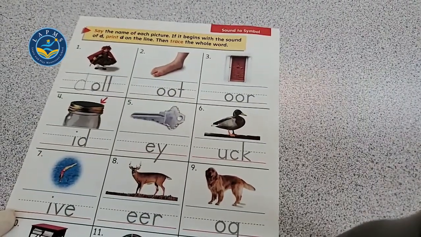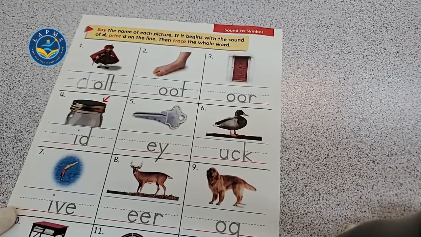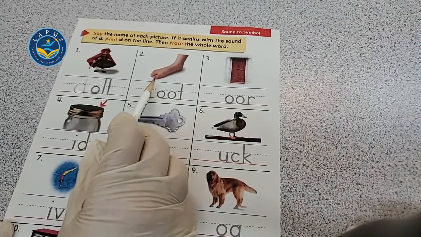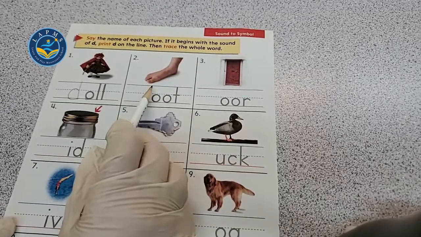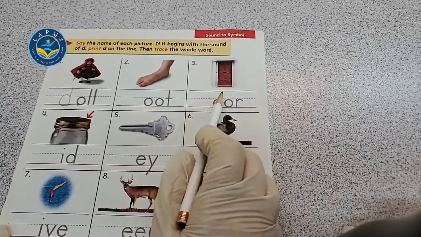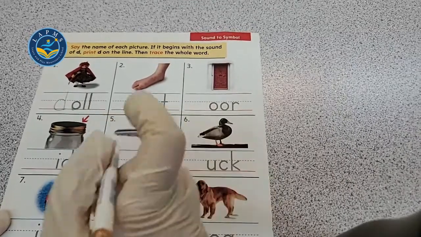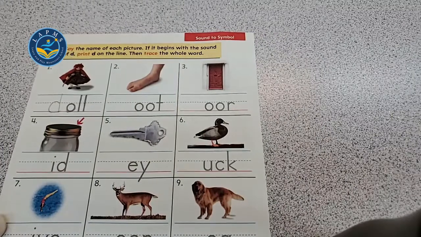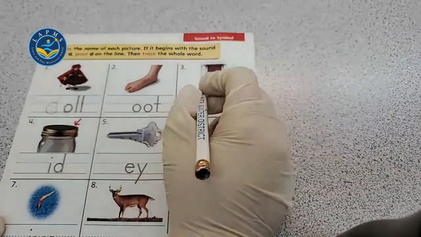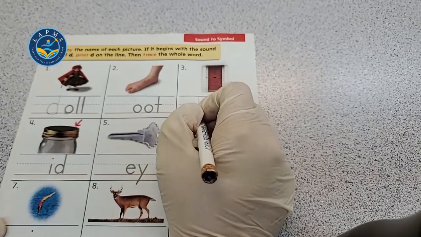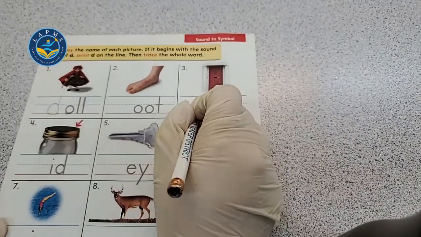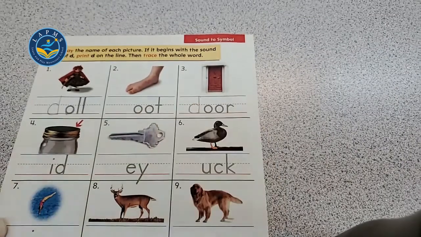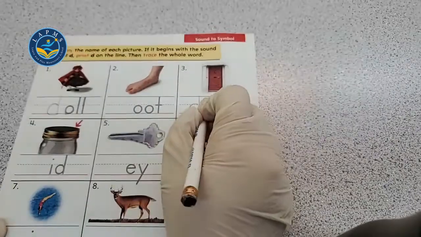Okay, my friends, doll. Okay, what about number two? A foot. That does not start with D, my friends. Okay, what about a door? Door, d, d, door. Now, do we know how to write the letter D? Let's try it. So, we start from top to bottom, and we go around from the dotted line to the bottom line. Door. Let's finish tracing.